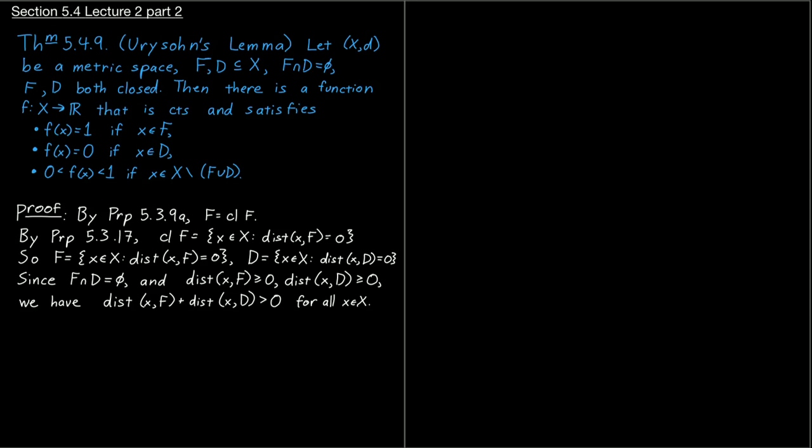Because F and D are disjoint, there are no points in both F and D, so there are no points where both of the distances are equal to 0. At every point, either the distance to F is positive or the distance to D is positive, or maybe both. And since your distance is never negative, when you add the two distances together, one of them is always positive, the other one can't be negative, so you cannot get 0.